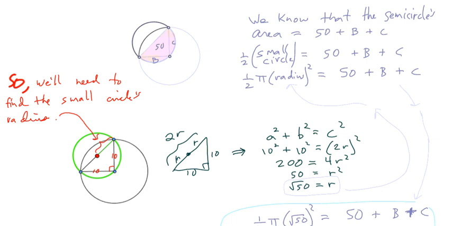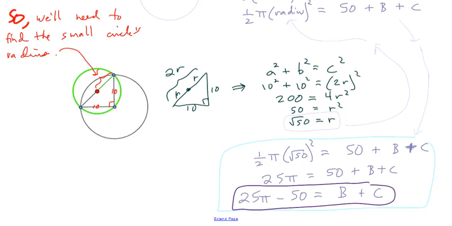So now we can go back up to our equation where we had 1/2 times pi times the radius squared. Put radical 50 in there, and we have 1/2 times pi times 50. Half of 50 pi is 25 pi. Now we know what B plus C is. The area of B and C together is 25 pi minus 50.